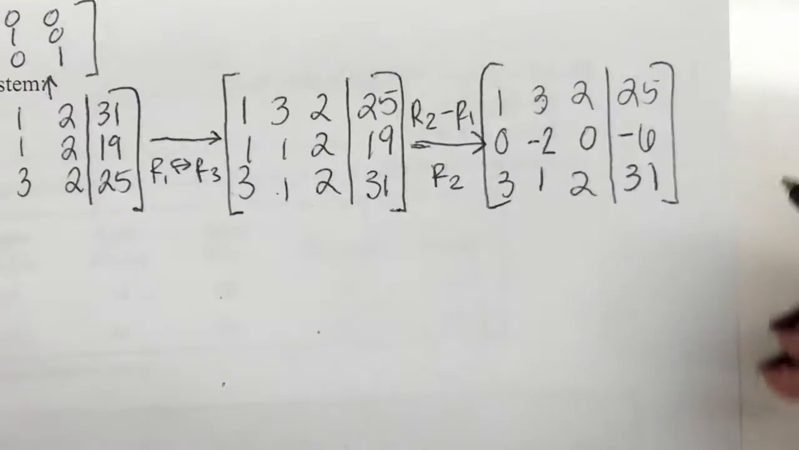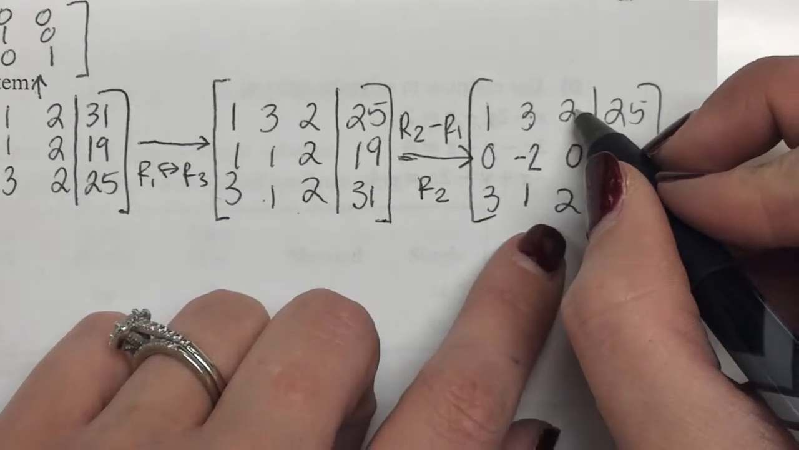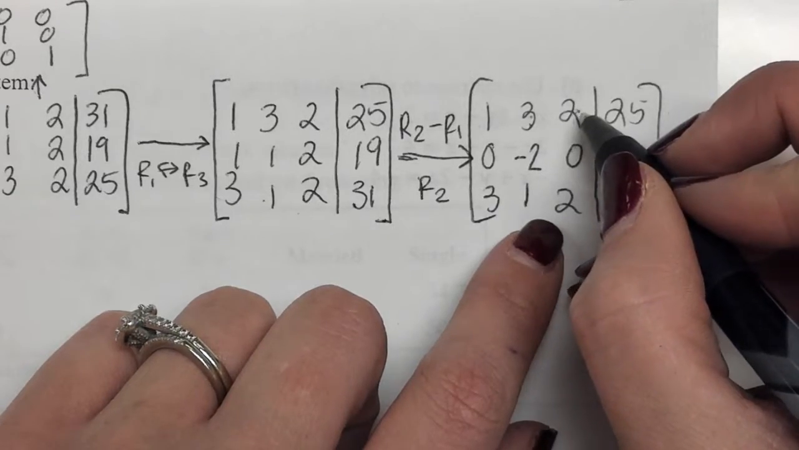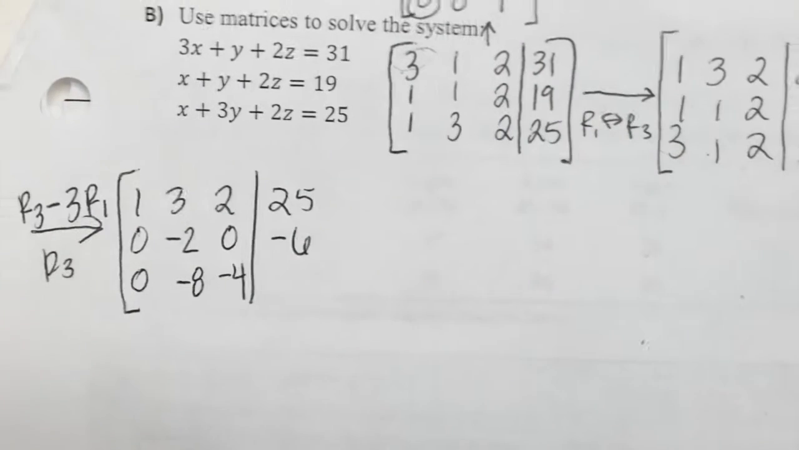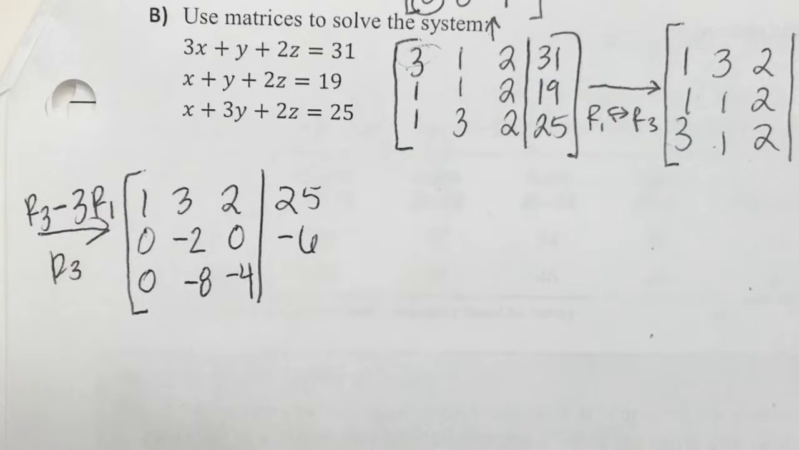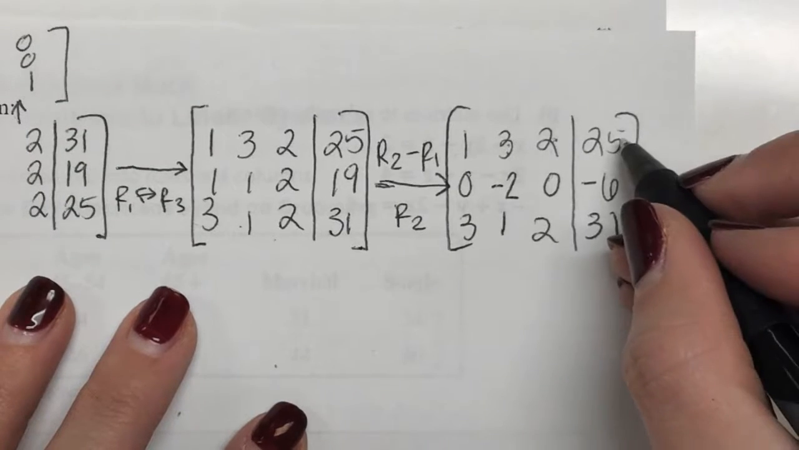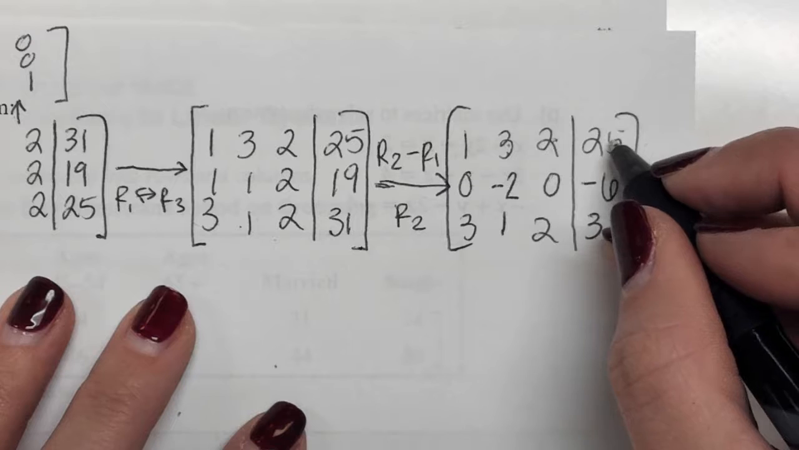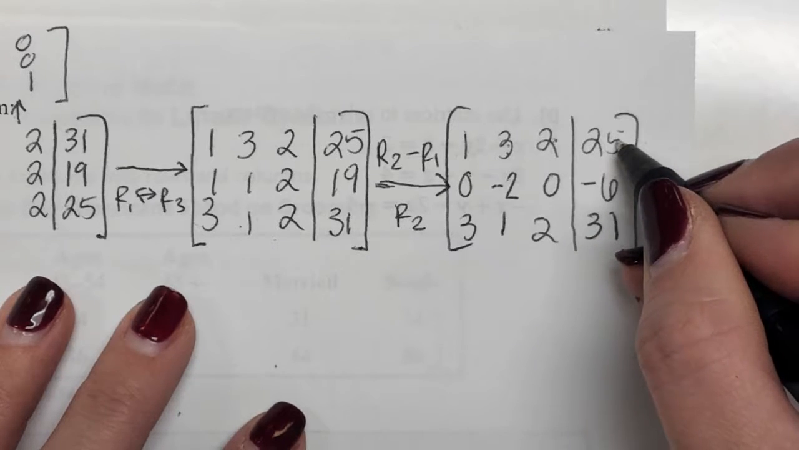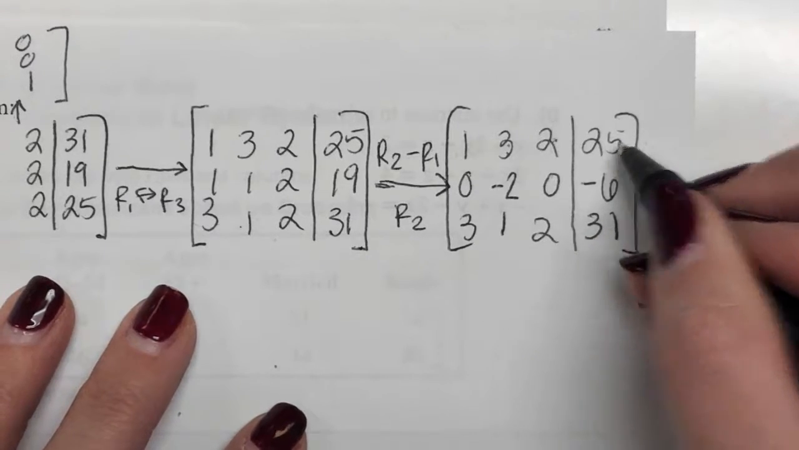Going back over here. Again, what's 2 times 3? 2 minus 6. Negative 4. Good. Alright, going back again. This times 3? 75. What's 31 minus 75? You can use your calculator. What is it? Negative 44. Good.